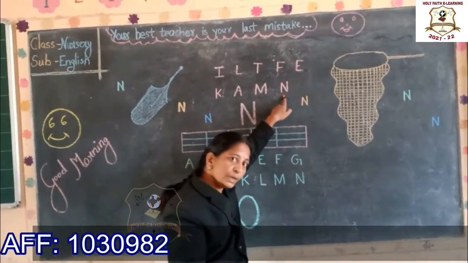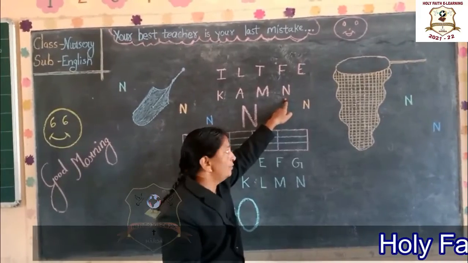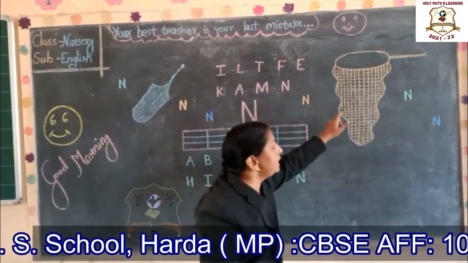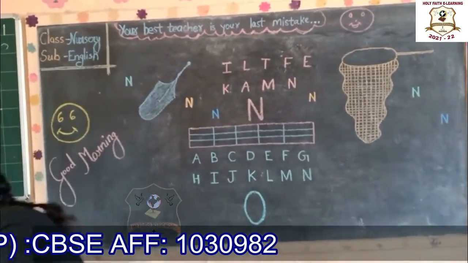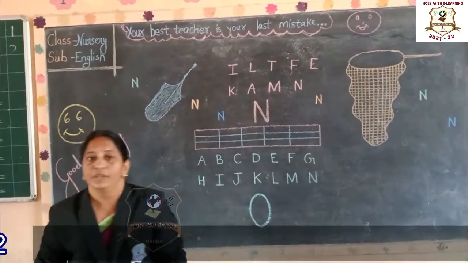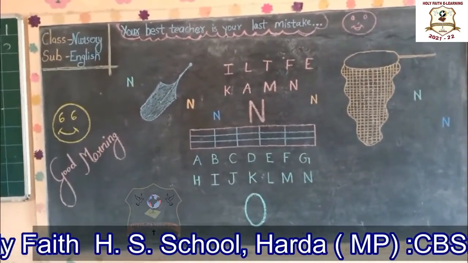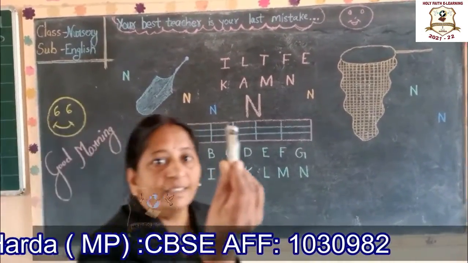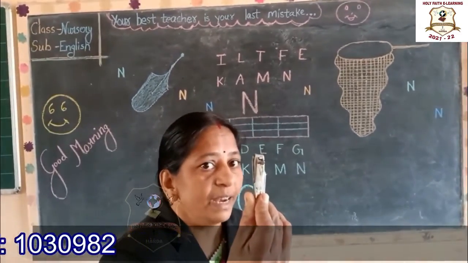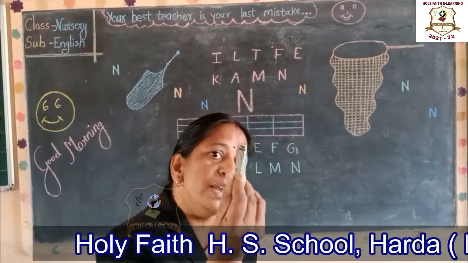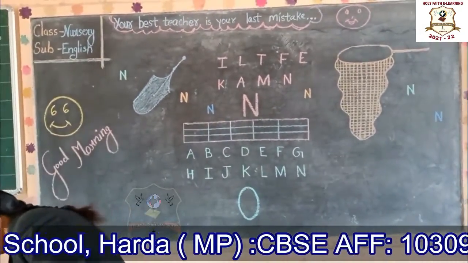Which letter we will learn today? N. N for nib. N for net. N for nose. Nose, yes. N for nail cutter. Nails कट करते हैं ना? Nails, nails भी N से होता है. N for nail cutter. Yes.